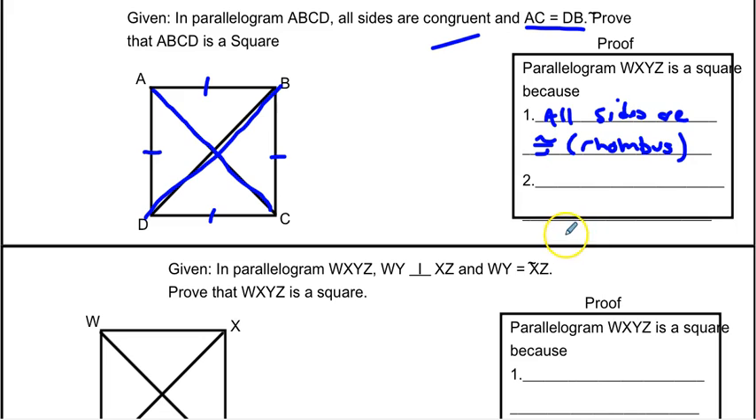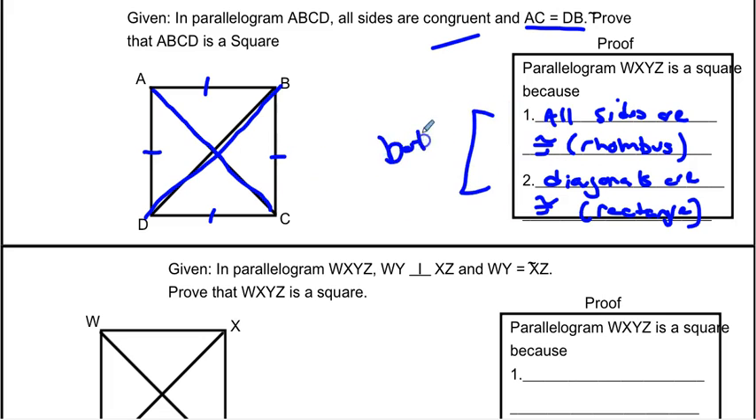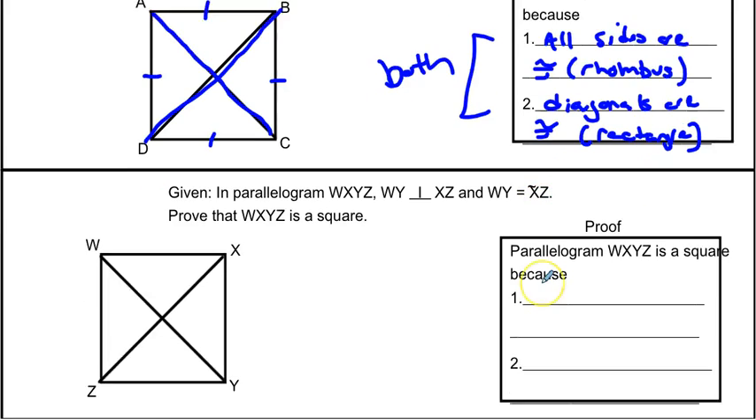And now I need a rectangle property. And I also know that diagonals are congruent. And that's a rectangle property. So since I can prove that it's a rhombus, and I can prove that it's a rectangle, it has both properties. I know that this is a square. But it's got to have both, right? Because it is both. Now let's move on to another.